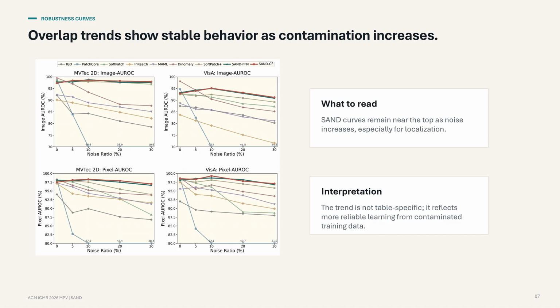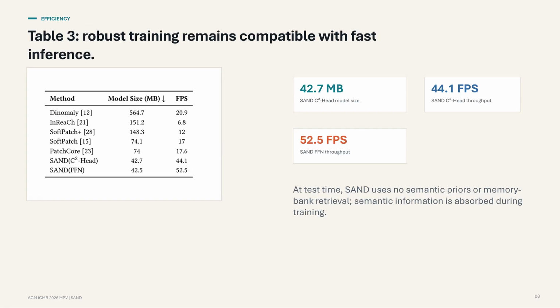In contrast, SAND is less sensitive to whether the contamination overlaps. It remains strong for both image-level detection and pixel-level localization. This suggests that the improvement is not tied to a specific protocol, but comes from more reliable learning under contaminated training data. The next point is deployment efficiency.